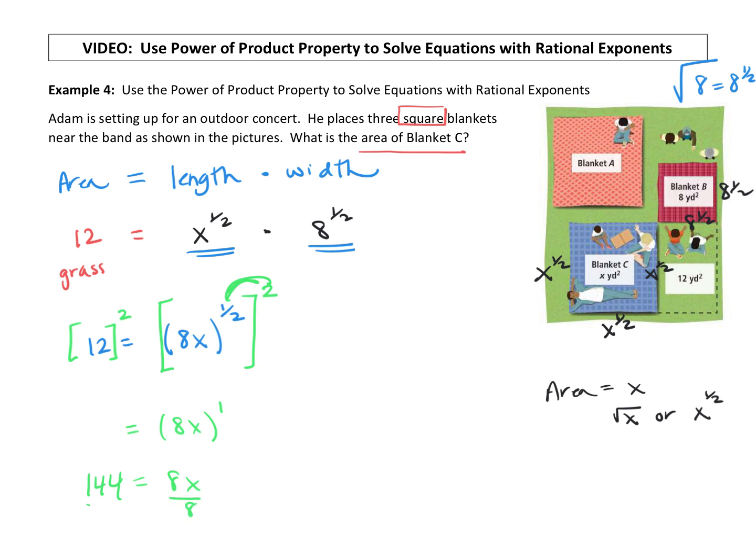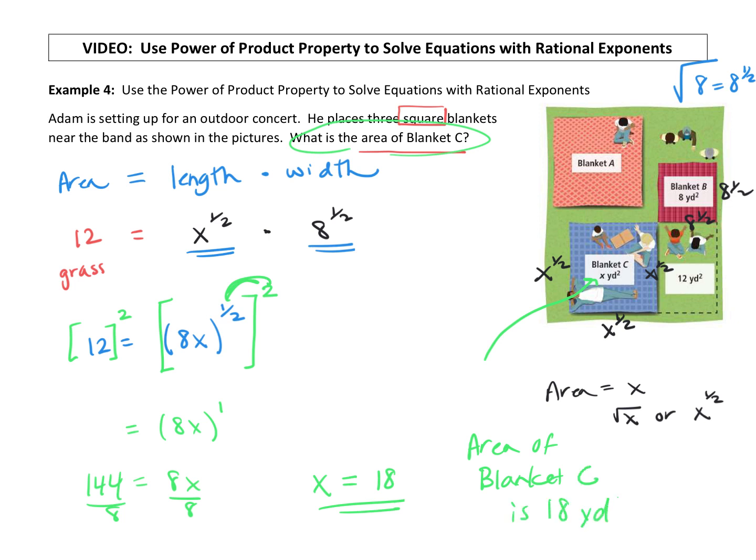And now we have an equation we can solve. We'll divide both sides by 8, and we get x equals 144 divided by 8 is 18. And we were asked, what is the area of blanket C? And we just said this a minute ago. The area is x, so we just figured out that x is 18. So the area of blanket C is 18 yards squared.